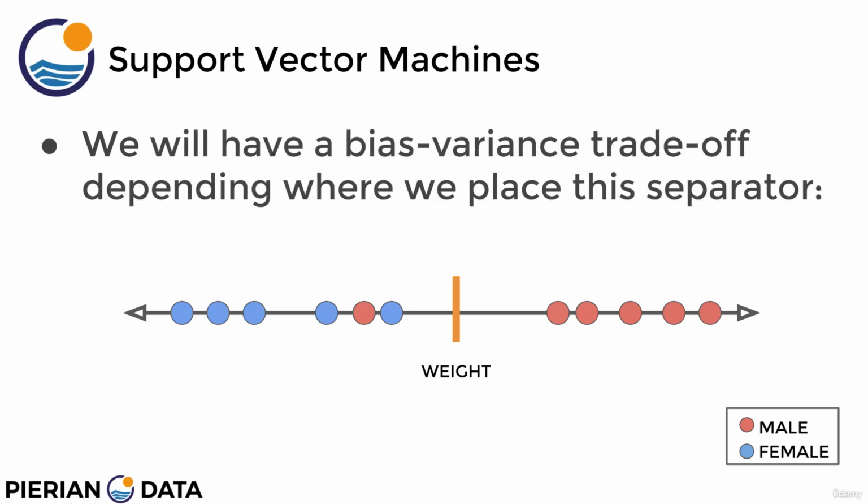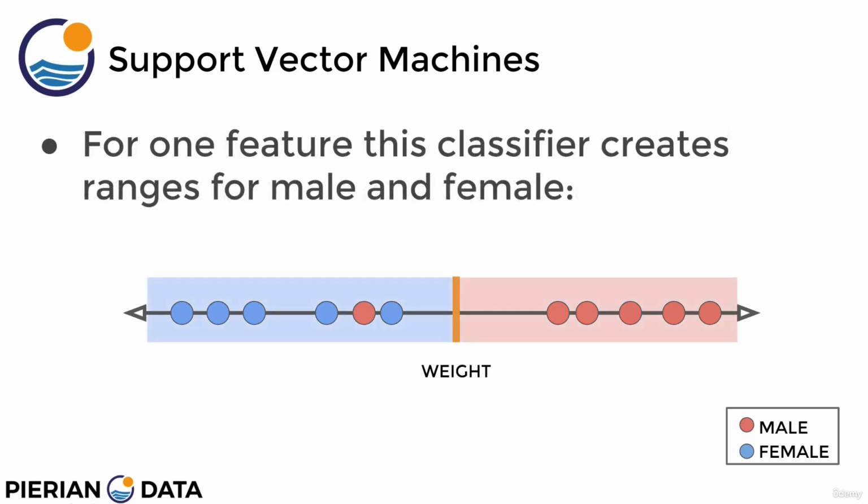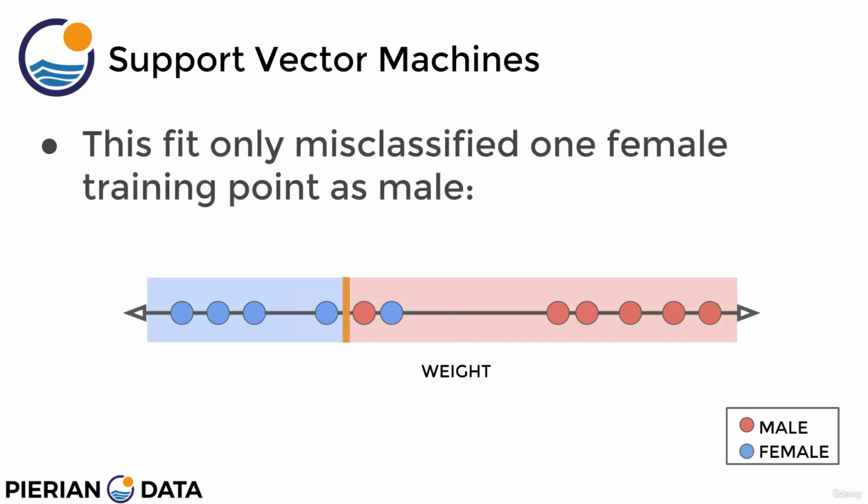What we need to introduce is a bias variance trade-off, just as we've worked with in other models. And the bias variance trade-off depends on where we actually place this separator. Because wherever we place this separator, it's essentially creating ranges for what is going to be classified as male versus what will be classified as female. For example, here we chose a hyperplane that fit probably too much to the female training data. However, you should note that it's only misclassifying one single point. It's going to misclassify the female training point as male.